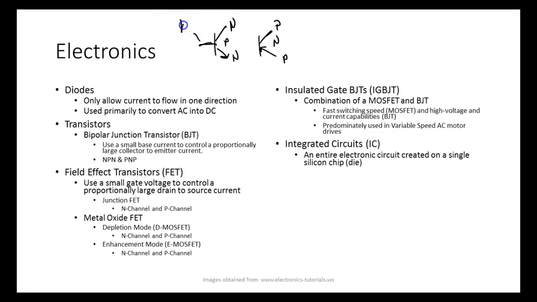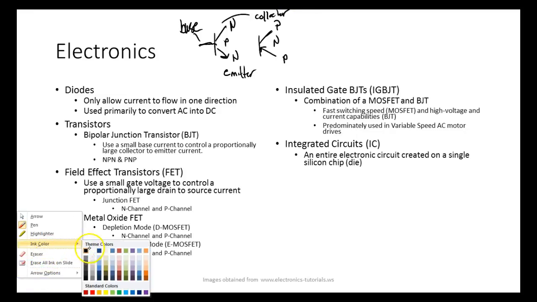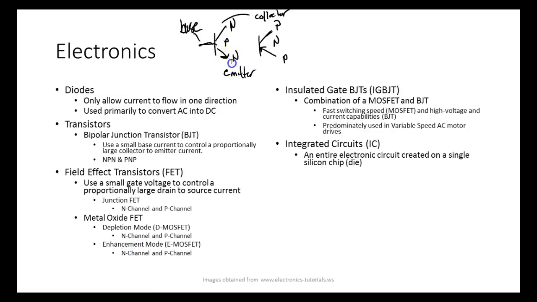This lead over here is called the base. That's the control of the valve. That's the way we electronically control. The one with the arrowhead is called the emitter. And then the other guy is called the collector. And that's the valve right there. This is the main valve, between these two. But we control the size of the valve with a lead that we call the base, which is this guy.